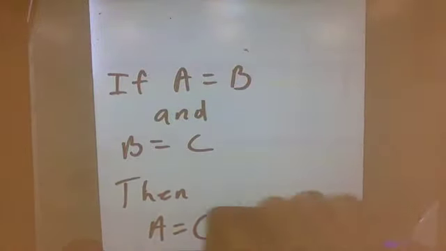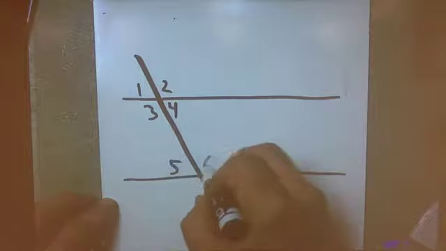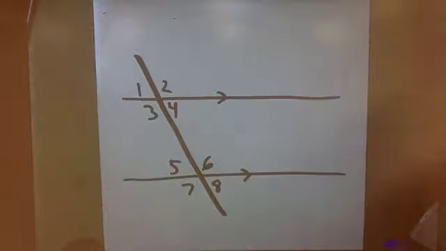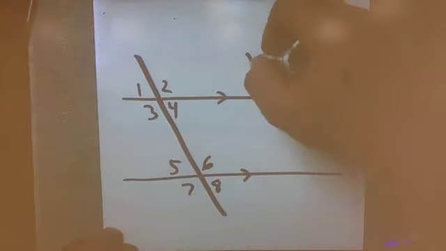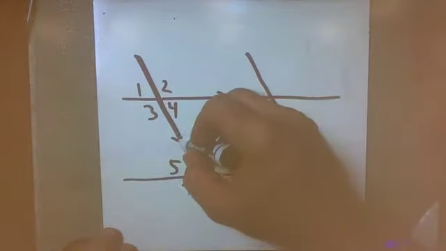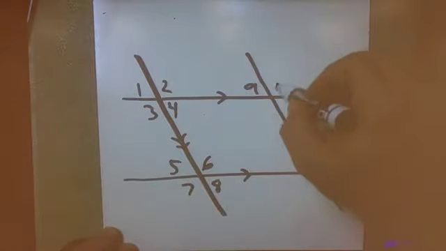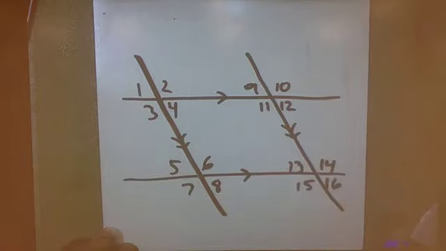So let me introduce a 4th line to our pretty picture here. Here's our pretty picture that we're used to dealing with: 1, 2, 3, 4, 5, 6, 7, 8 angles. We'll say those two lines are parallel. So now we have alternate interior, alternate exterior, and corresponding angles are equal. Let's introduce a fourth line to this right here and say now that these two lines are parallel to each other. And we've got 8 more angles now. So 9, 10, 11, 12, 13, 14, 15, 16.